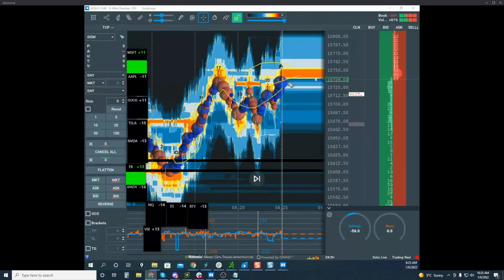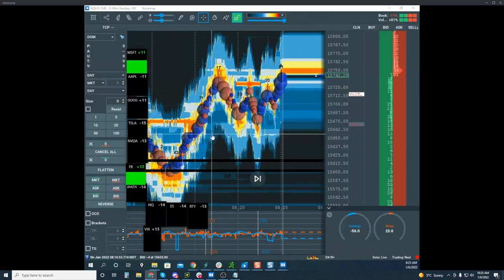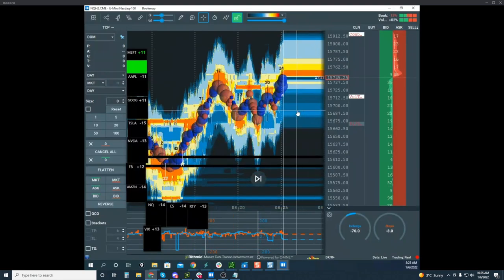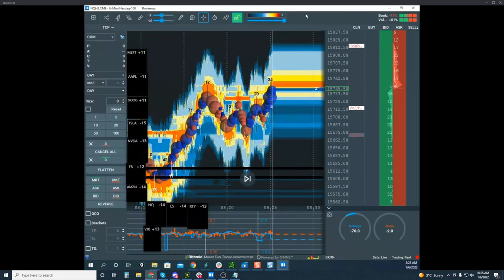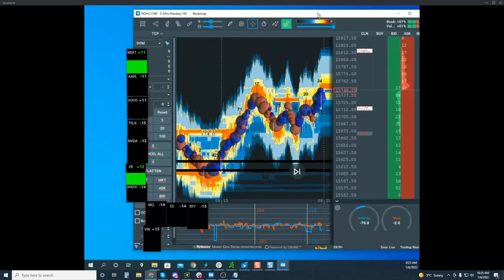So I had my chance if I wanted to get in aggressively, but every trade I'm taking with these zones, I'm waiting for the retest. So that one did not retest. On to the next setup. It still could, but we'll see.